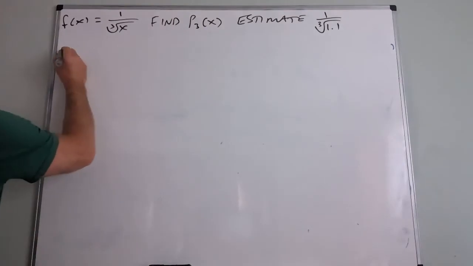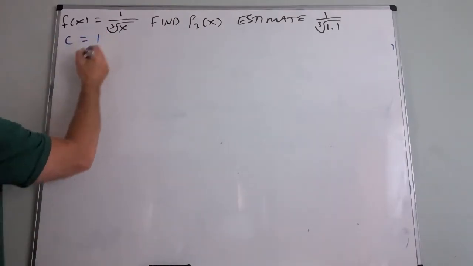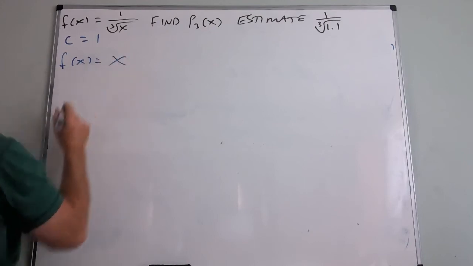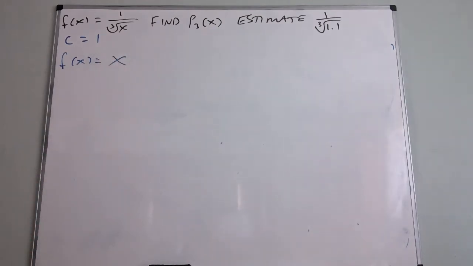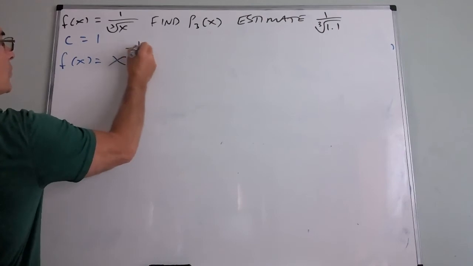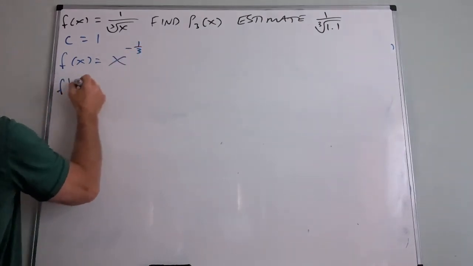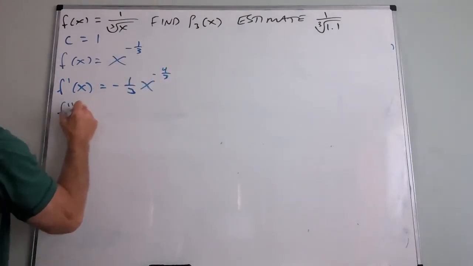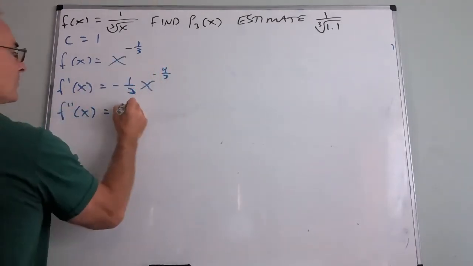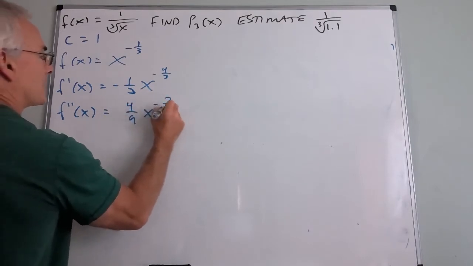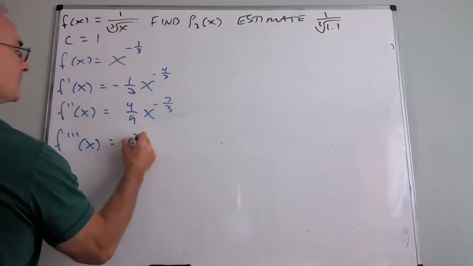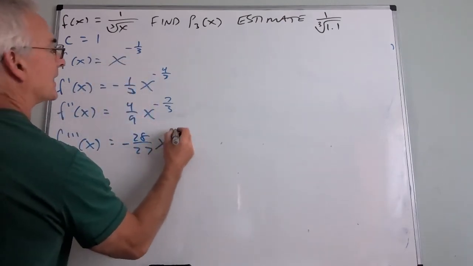So let's do the first couple derivatives. We're going to use a c of 1, so we don't forget what we're evaluating at. So let's rewrite f of x as x to what power? Negative 1/3. Then the first derivative would be negative 1/3 x to the negative 4/3. The second derivative would be 4/9 x to the negative 7/3. And the third derivative will be negative 28 over 27 x to the negative 10/3.